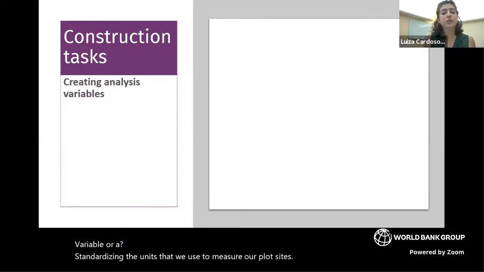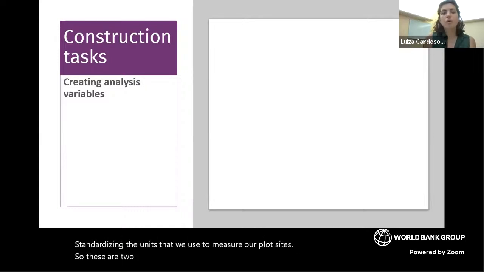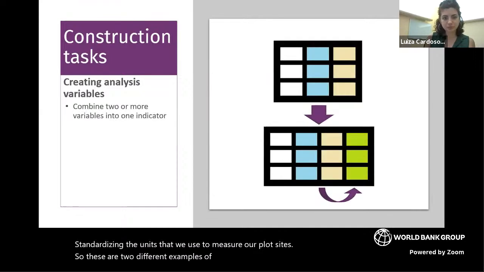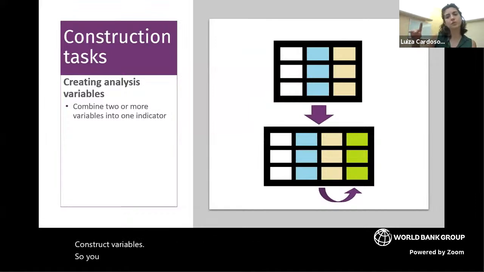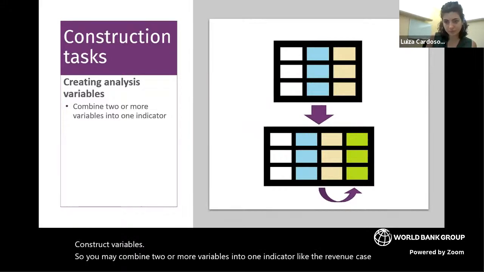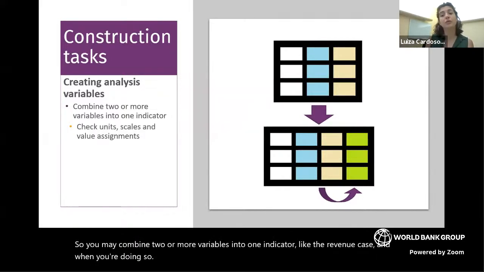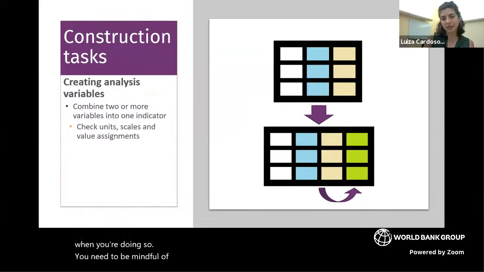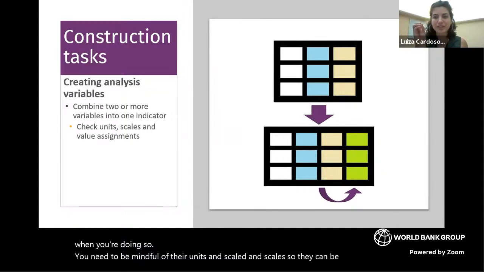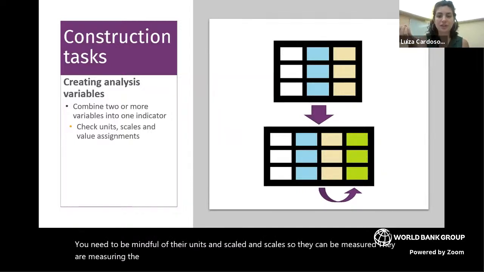So these are two different examples of how you can construct variables. So you may combine two or more variables into one indicator, like the revenue case. And when you're doing so, you need to be mindful of their units and scales, so that they are measuring the same thing before they are combined.